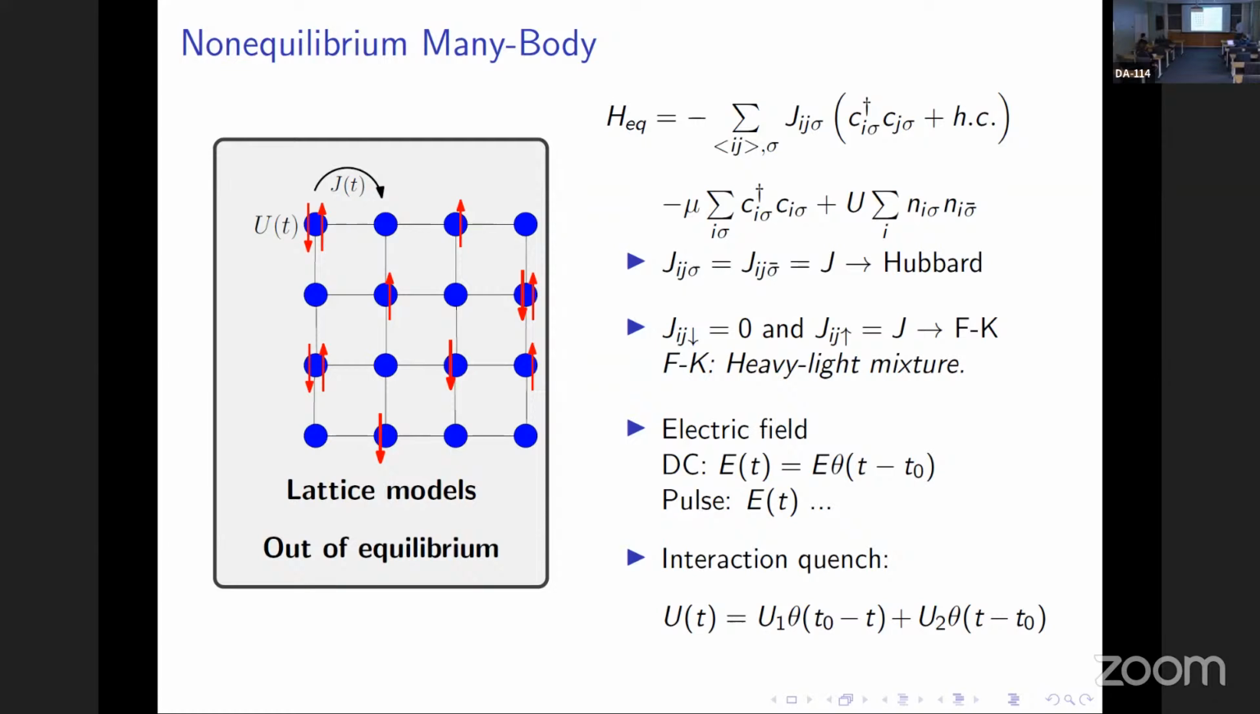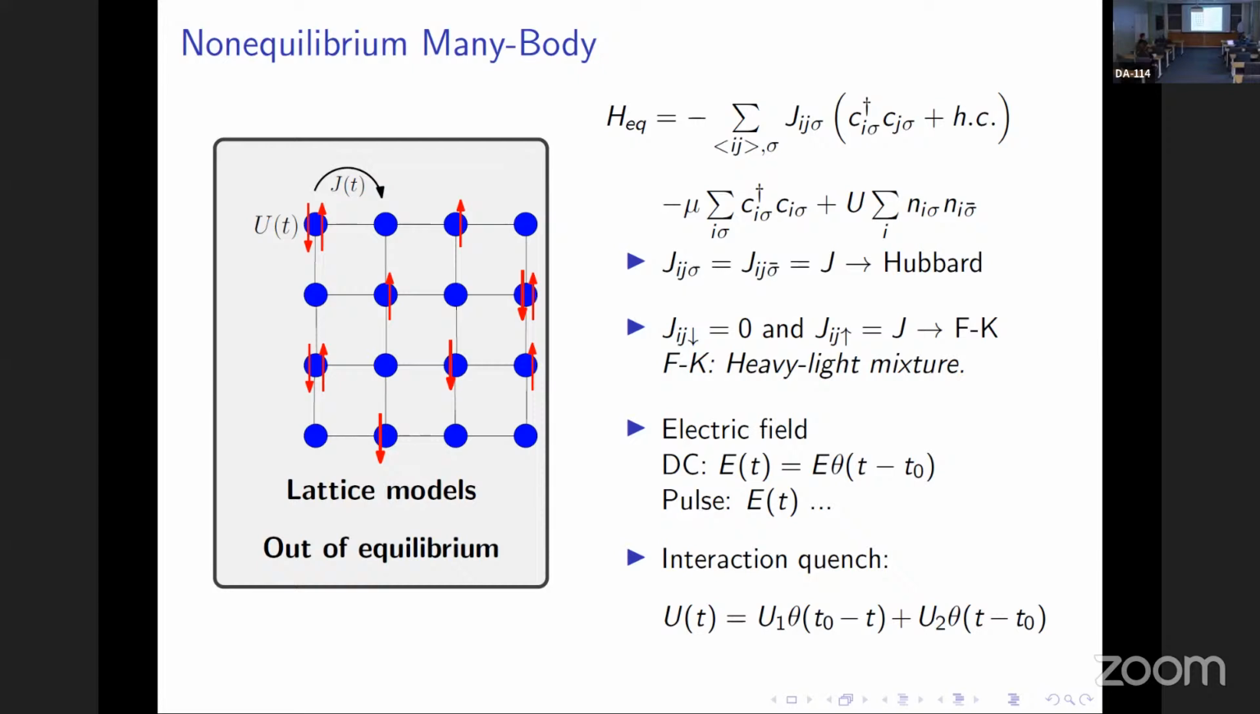Whereas if you have one of the spin species fixed on the lattice, and you allow the other one to hop, you're left with the Falicov-Kimball model, which also characterizes a mixture of heavy and light particles, where the heavy particles are glued on the lattice and the light particles are allowed to hop.